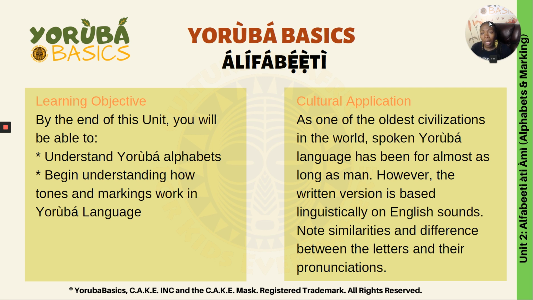Even though the Yoruba language is really old, its written representation is linguistically fairly new, and it is based on English, so that means it's going to be easy for us to understand. I want you to pay attention to some of the similarities and differences between the English alphabet and the Yoruba alphabet. Again, Yoruba alphabets are based on English alphabets, so pay attention to see the differences and the similarities. But let's go ahead and get started.